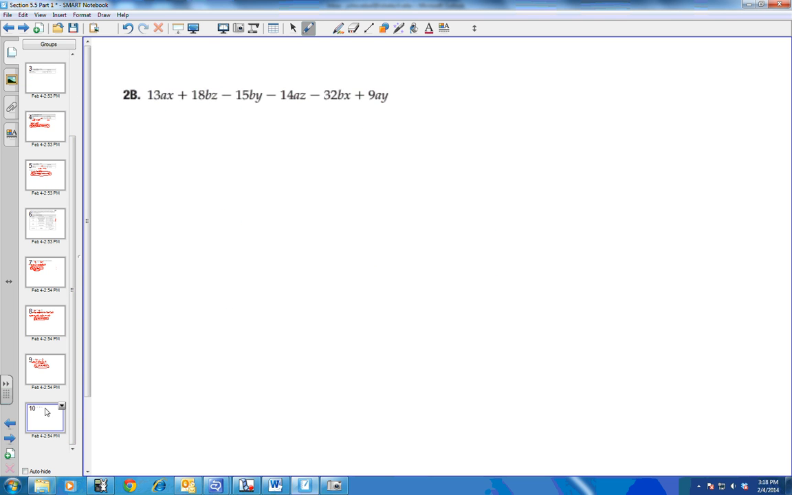And then the last one, on 2b, it doesn't matter how we group together. This is going to be prime. I'll never have anything in common in each set.